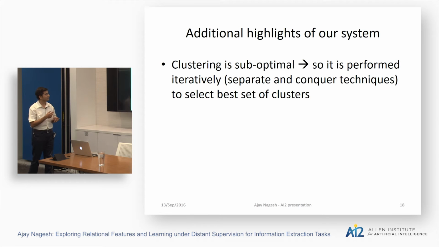We know that clustering is suboptimal, so what we do in the system is perform this clustering iteratively, like a separate and conquer technique. We have the notion of a good cluster, and we select the good clusters and remove all the examples that are entailed by the good cluster, and then we do the clustering again. So there is this notion of variability.